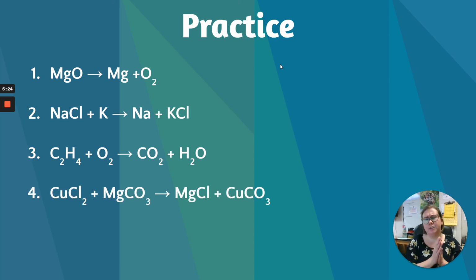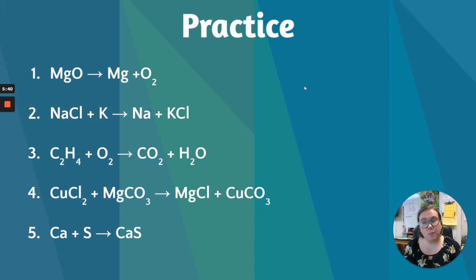All right, CuCl2 and MgCO3 reacting to form MgCl and CuCO3. Again, we've got two compounds on both sides. They're kind of switching their partners. So we have a double replacement reaction. All right, and last but not least, we have Ca and S reacting to form CaS. So we have two elements coming together to form one compound on the product side. So that is a synthesis reaction.